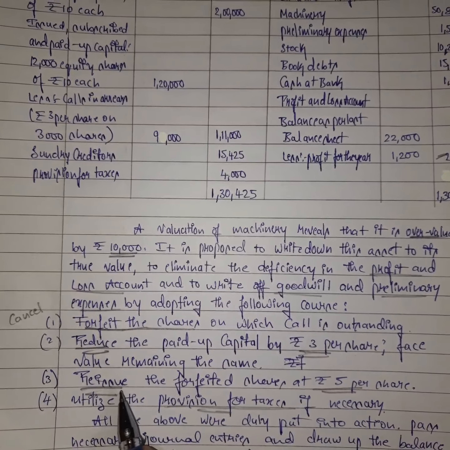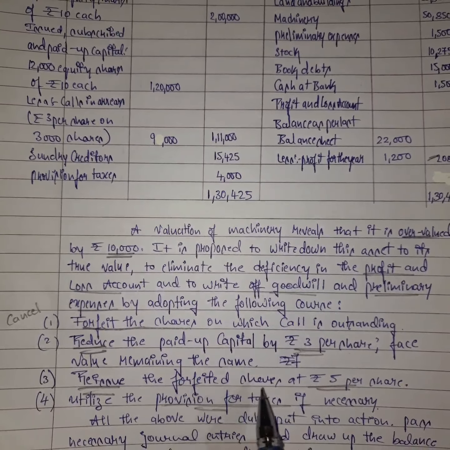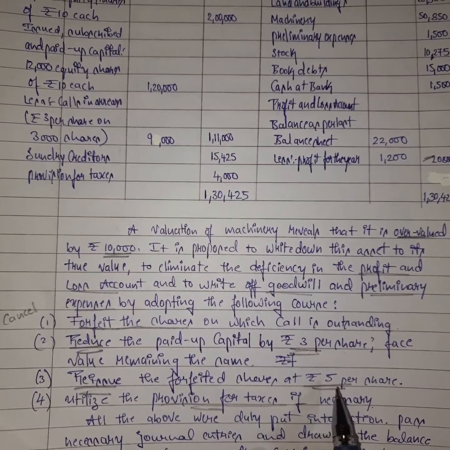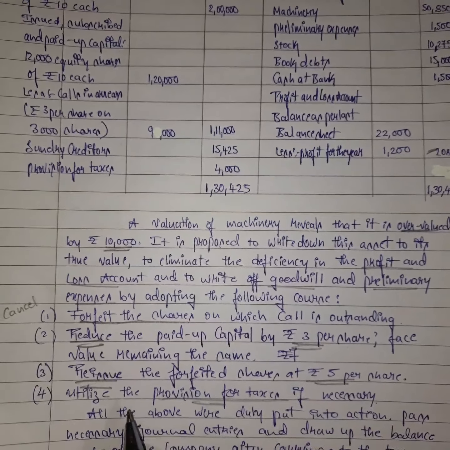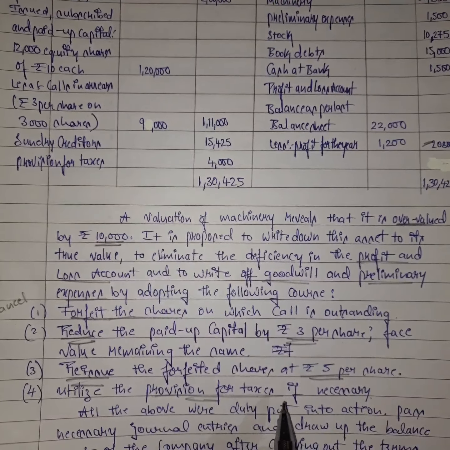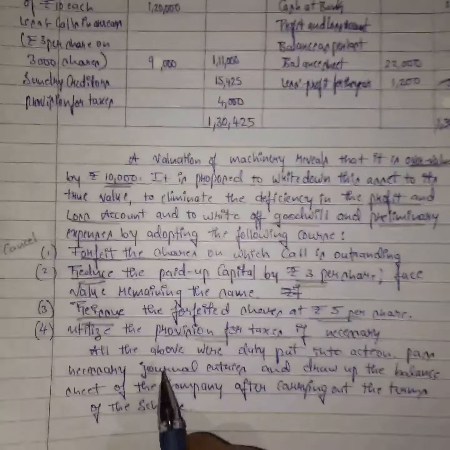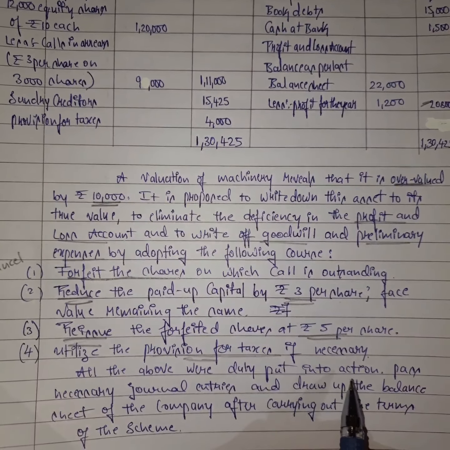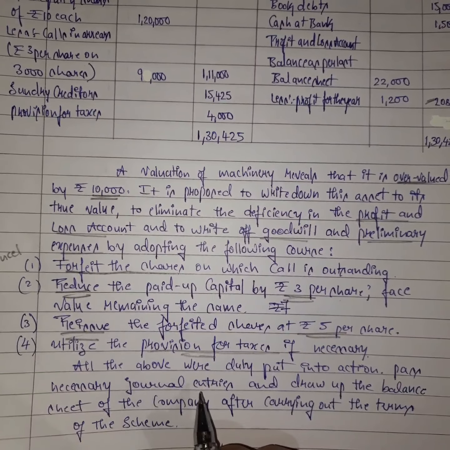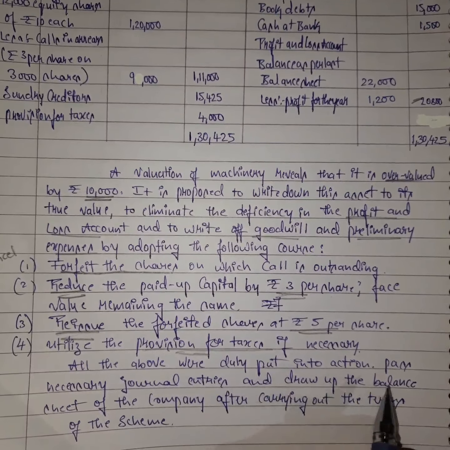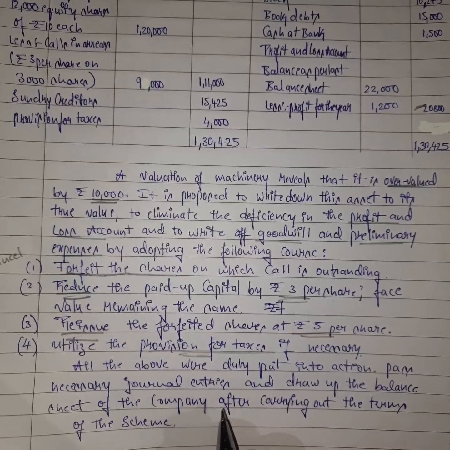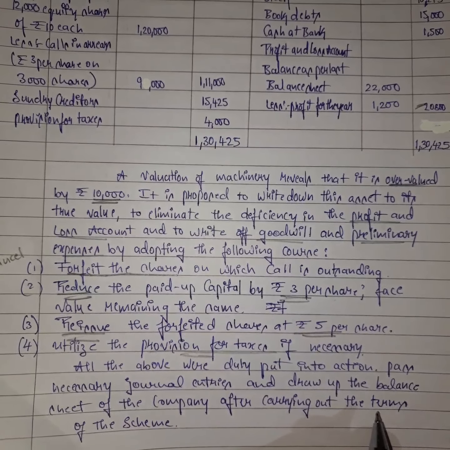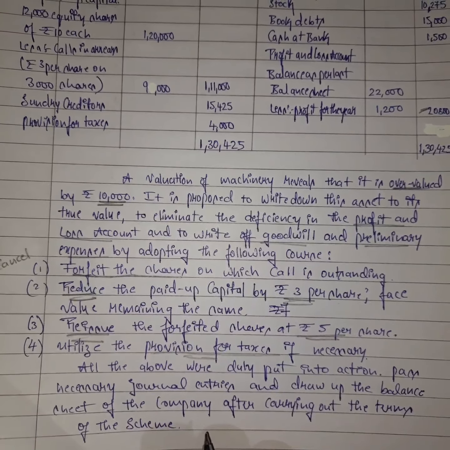Coming to next point, reissue the forfeited shares at rupees 5 per share. Utilize the provision for tax if necessary. All the above were duly put into action. Pass necessary journal entries and draw up the balance sheet of the company after carrying out the terms of the scheme.